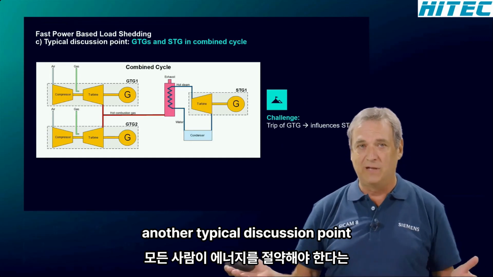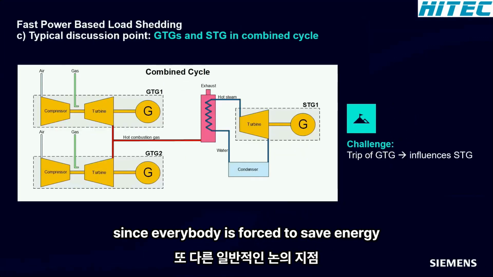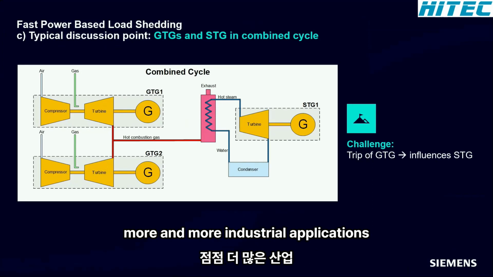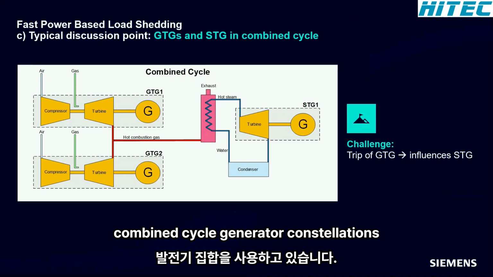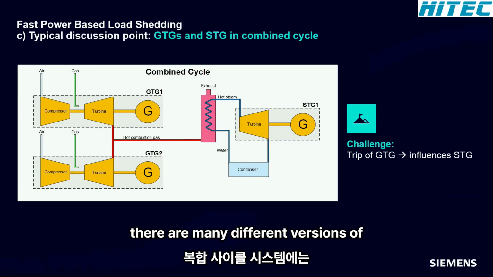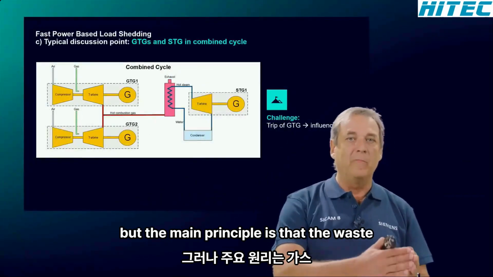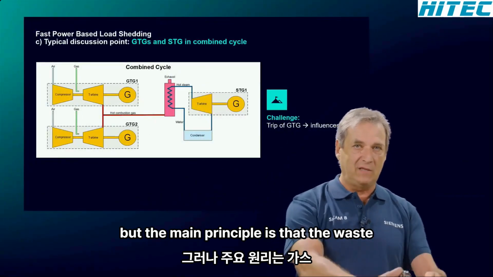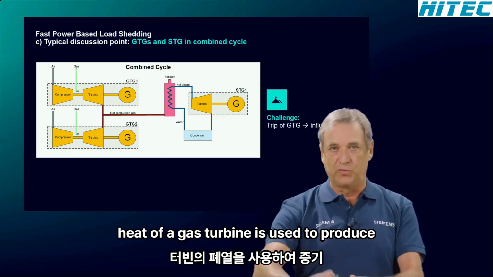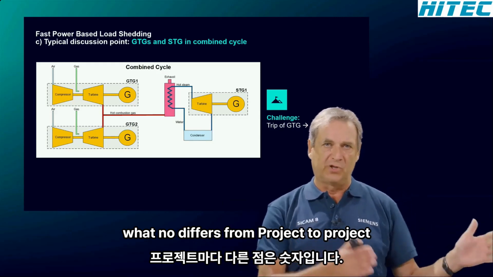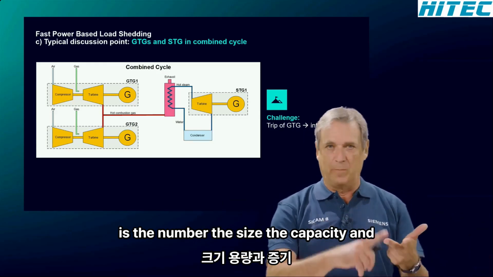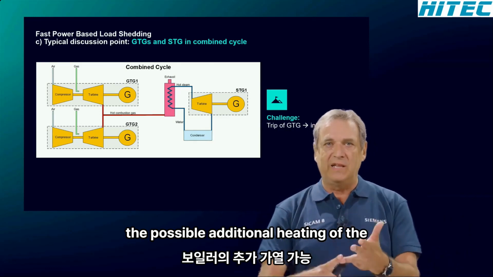Yeah, another typical discussion point. Since everybody is forced to save energy, more and more industrial applications are using very efficient combined cycle generator constellations. There are many different versions of combined cycle systems, but the main principle is that the waste heat of a gas turbine is used to produce steam for a steam turbine. What now differs from project to project is the number, the size, the capacity, and the possible additional heating of the steam boiler.